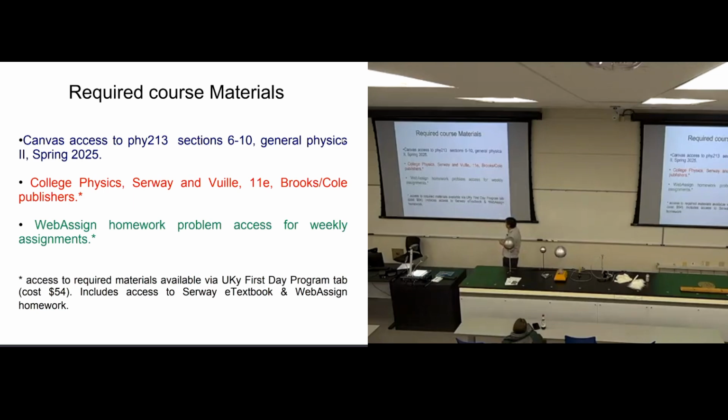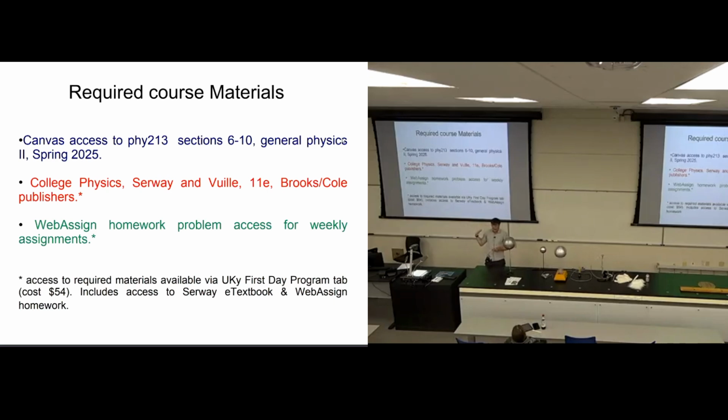You'll also need access to the course textbook. It's College Physics by Sir William Whewell, and you'll need access to the related WebAssign homework. So you can get both of these online. You can get them through the first day program, and that's a tab on the Canvas course, and I think that's going to cost you $54 to get electronic access to both of these. If you wanted a hard copy of the textbook, a new hard copy is very expensive, but you could get a second-hand hard copy of the textbook.